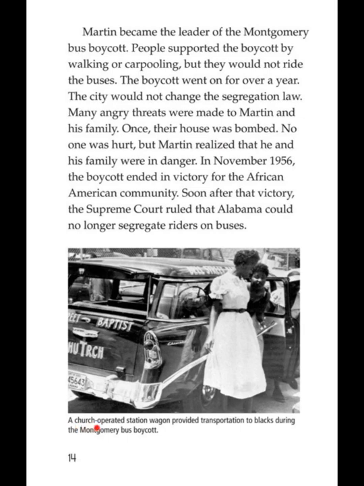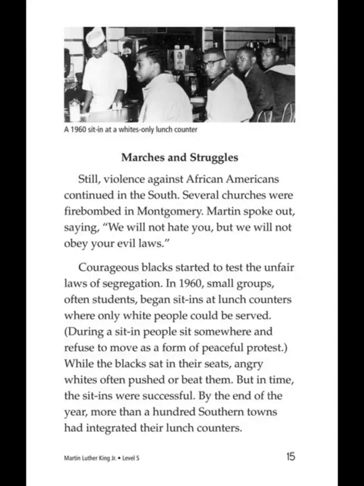This is a church-operated station wagon, which provided transportation for blacks during the Montgomery bus boycott. A 1960 sit-in at a whites-only lunch counter. Marches and struggles. Still, violence against African Americans continued in the South. Several churches were firebombed in Montgomery.